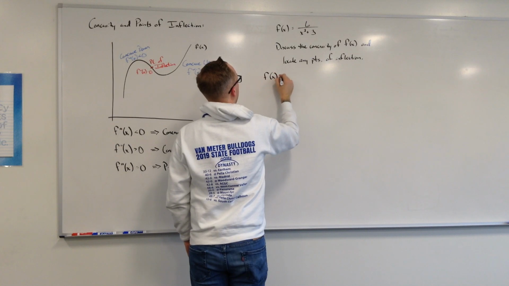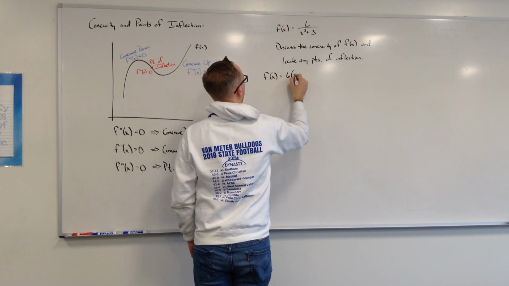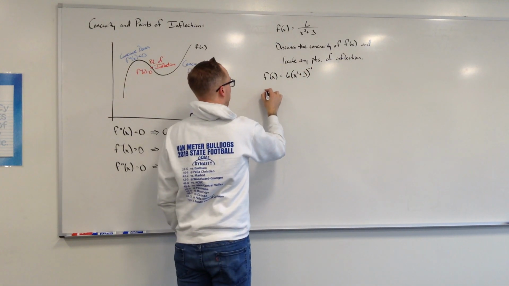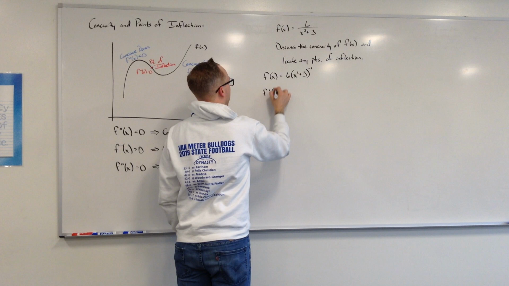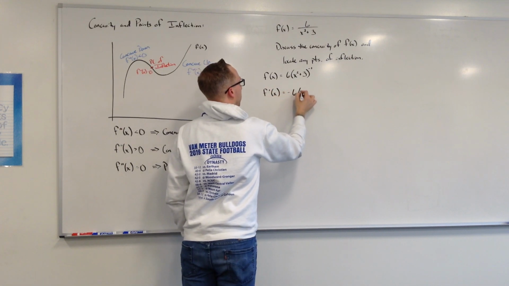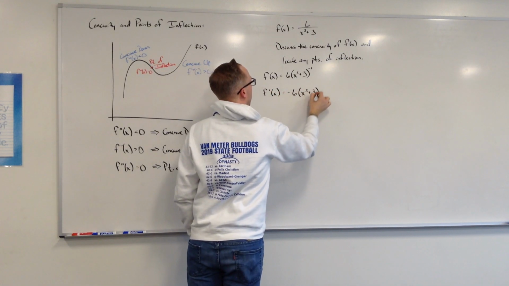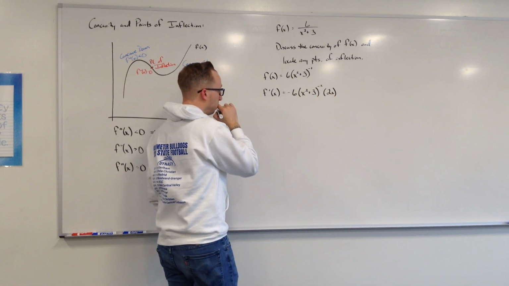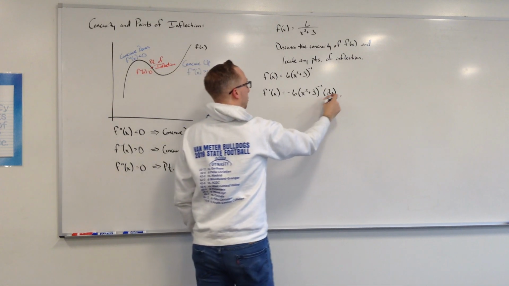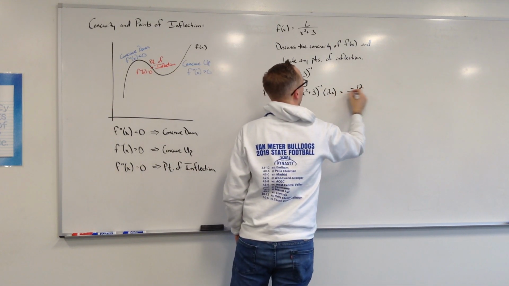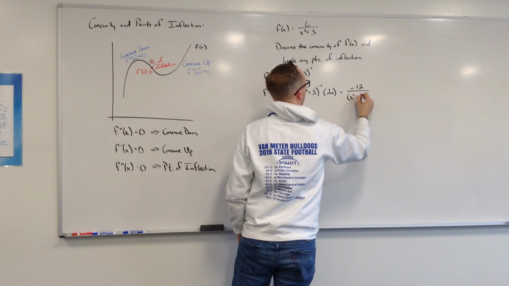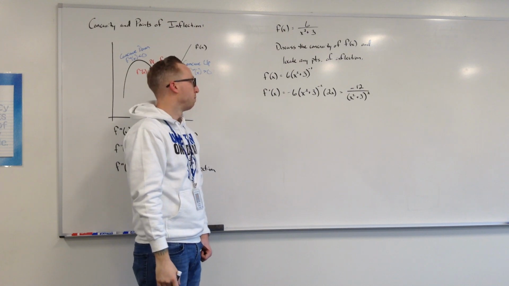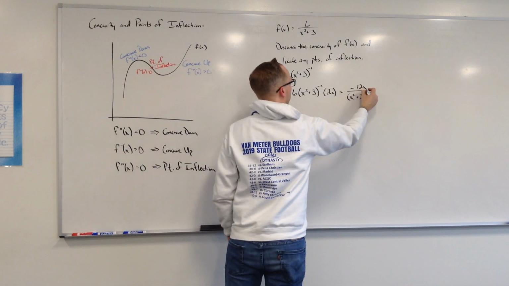F of x, I'm going to rewrite that as 6 times x squared plus 3 to the negative first, and then start differentiating. So f prime of x would be negative 6 times x squared plus 3 to the negative second times 2x from the chain rule. Negative 6 times 2x would be negative 12x, divided by x squared plus 3 squared, when I move the negative exponent back down into the denominator. Negative 12x, there we go.